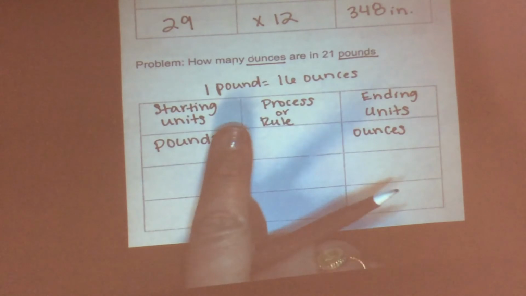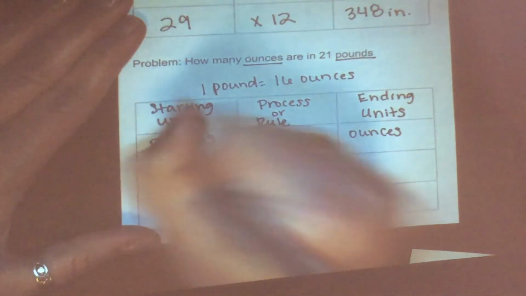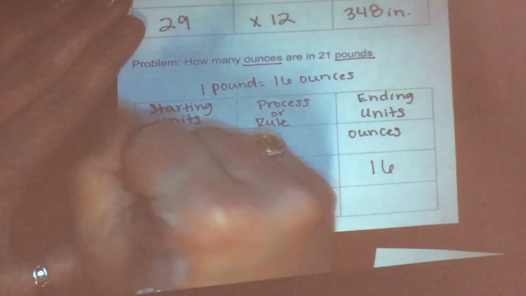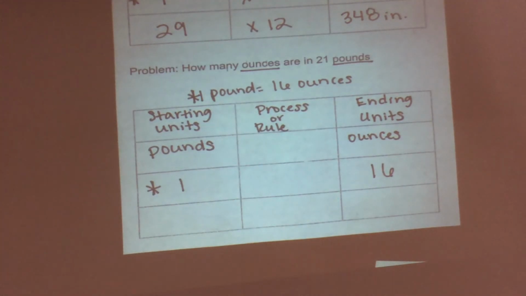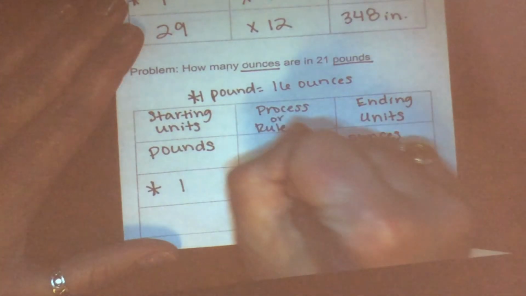What is attached to pounds? 1 pound. What's attached to ounces? 16. Remember, this came from the star reference chart. My next step asks for my process or my rule. I can either multiply or divide. If I'm going from 1 to 16, I'm getting bigger, so I'm going to multiply by 16.